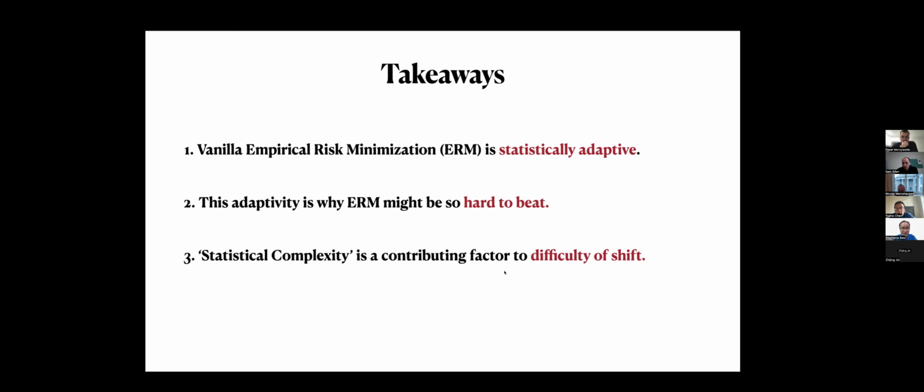And finally, a meta point is that looking at statistical complexity can play an interesting role in distribution shift, where we have focused on things like extrapolation and causal effects, but looking at the statistics might also give us orthogonal or complementary insights that might be of use.